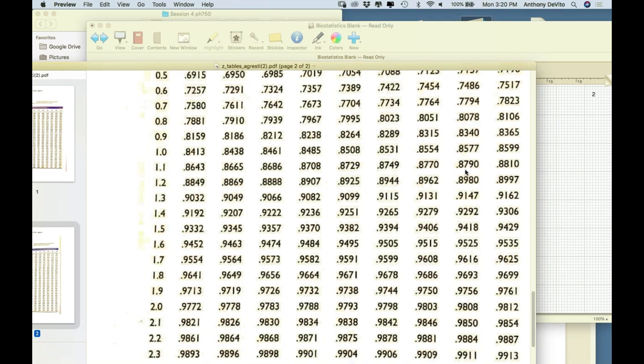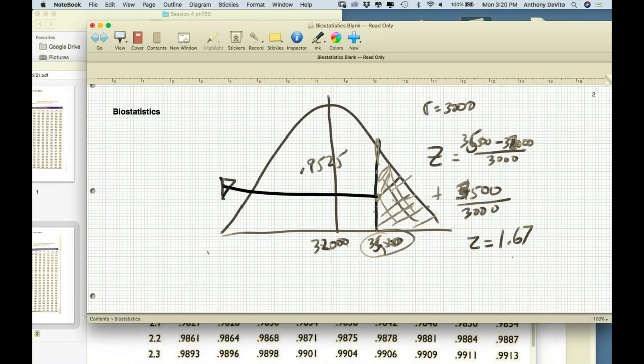1.17, 0, 1, 2, 3, 4, 5, 6, 7 is 87.9%, or 0.8790. And what does that leave to be above that? It's going to be 1 minus 0.8790. How much would that be? That would be 0.1210, about 12%. That's the area above here, 0.1210.